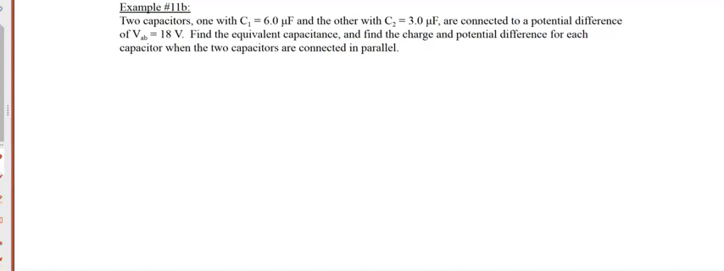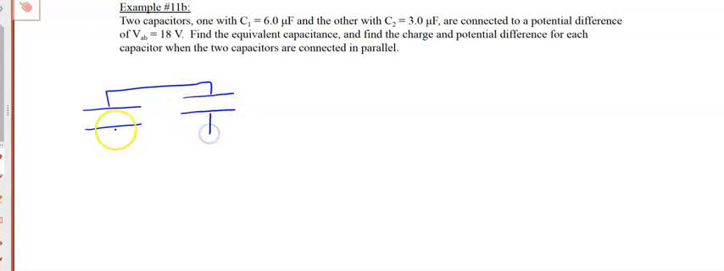Okay, now in this example, we're looking at two capacitors that are connected with each other in parallel. So let me first draw you a picture of that. So we have a capacitor here, and its top plate is connected to another capacitor here, right? And their bottom plates are connected to one another.